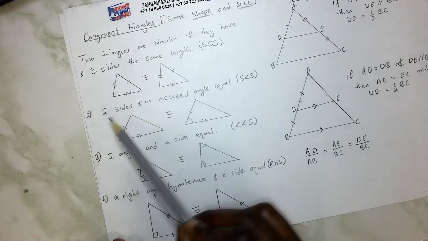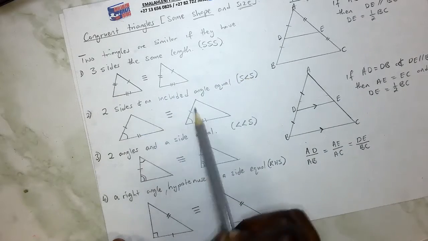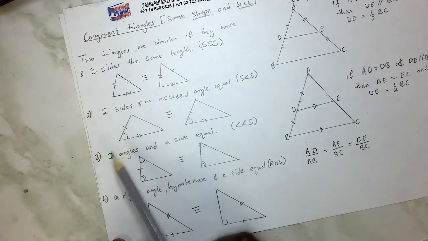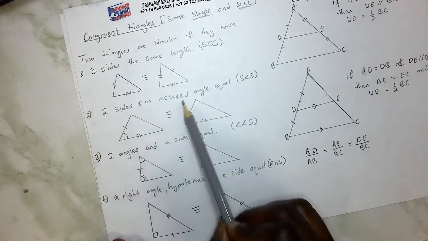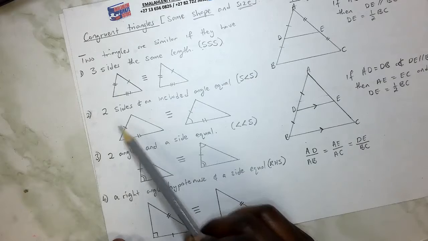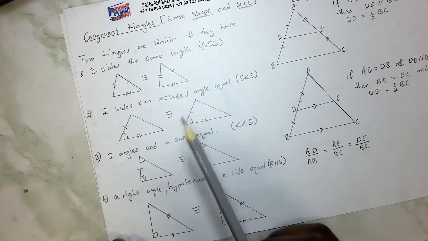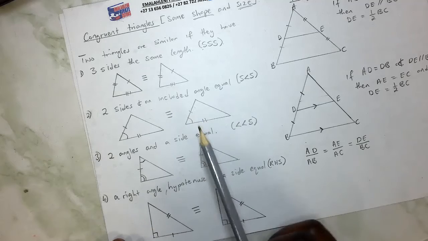Or we can prove that two of the sides of those two triangles are actually equal, and one included angle. One included angle and the two sides should be equal. Once we can prove that, then it means that the two triangles are of the same shape and actually size.